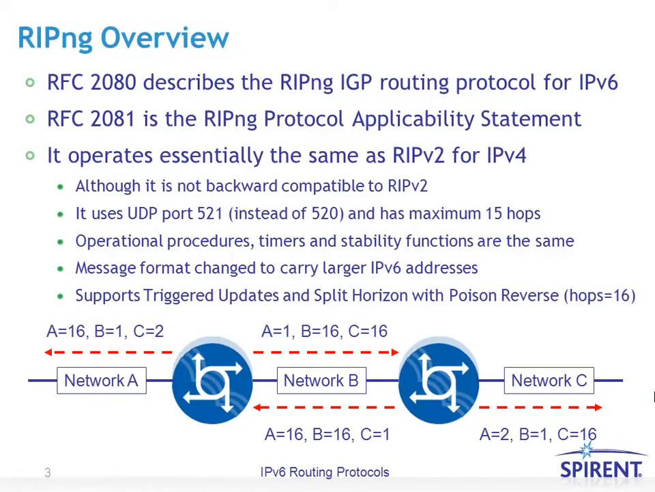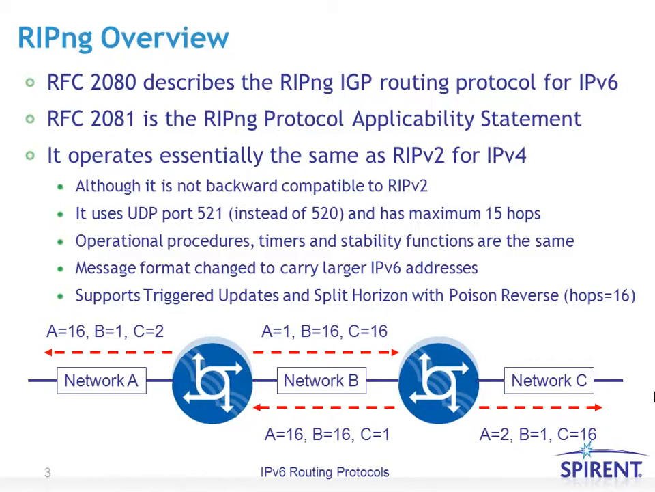To start with, RIP-NG, or RIP Next Generation, is defined by RFCs 2080 and 2081. In it, it describes operation which is essentially the same as RIP version 2 for IP version 4. So if you're familiar with that, you already have a head start on understanding RIP-NG. Although it's not backwards compatible with it, and it uses UDP port 521 instead of 520, it also has a maximum of 15 hops. Operational procedures, timers, and stability functions are essentially the same.